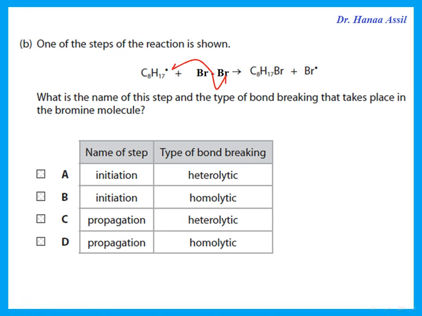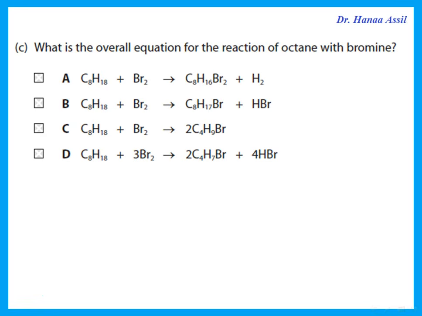So this is called the propagation step, and we said that the breaking up of the bond so that one electron goes to each atom is called homolytic fission, or homolytic bond break. What is the overall equation for the reaction of octane with bromine? Of course, what happens when we do alkane plus halogen? We remove one of the hydrogens, replace it with a bromine, and the other product is HBr. So this is our overall reaction.